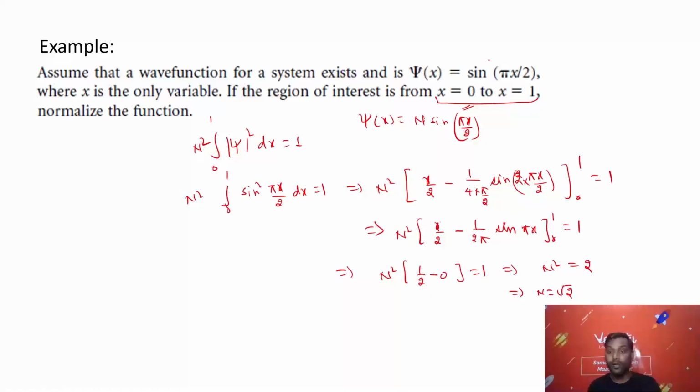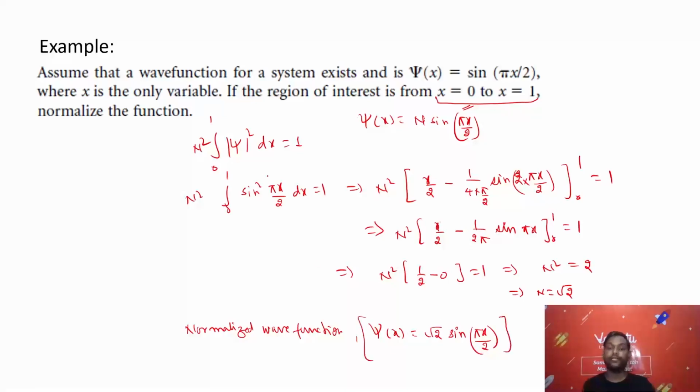So your normalized wave function for this system would be root 2 sin(pi x by 2). Now this will satisfy the condition that the overall integral in the space would be equal to 1.